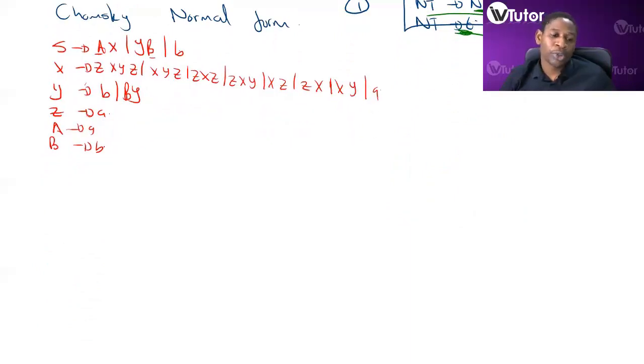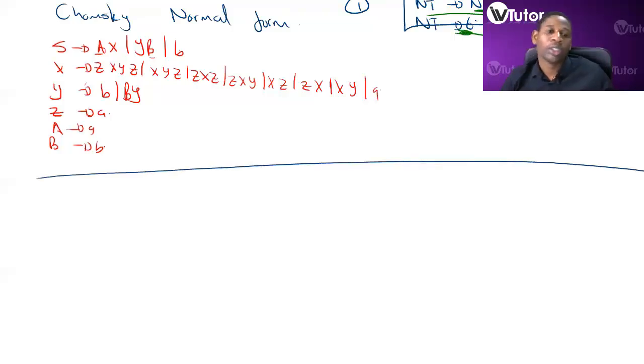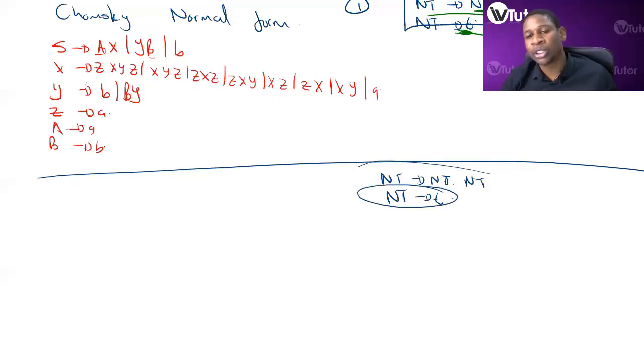So to put it into Chomsky normal form, we now need to have a non-terminal going to exactly two non-terminals, or a non-terminal going to exactly one terminal. So this part is already sorted. We now need to sort this other part out. Now for S, we are okay. How do we do that? Let me demonstrate how we do it.